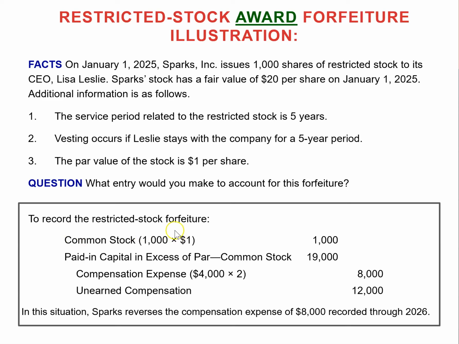So we will see the example of the forfeiture of restricted stock awards. Assume that the service period is the same 5 years, and $1 per share, and when the stock awards were granted it was $20 per share. We see the example. Now here, if Leslie leaves the company, what do we need to do?